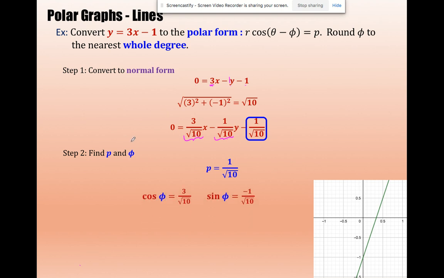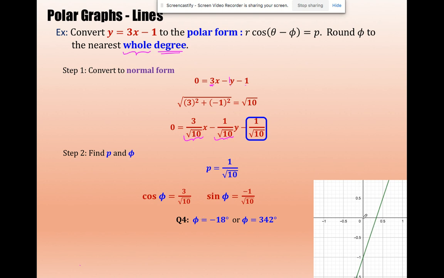And then you needed to remember that this is cosine of phi x minus sine of phi y. So cosine of phi must be 3 over root 10. Sine of phi must be negative, and that's important because if your cosine is positive and your sine is negative, what quadrant are you in? Quadrant 4. That's not a special angle, and so I just used my calculator, and notice they wanted me to be in degrees, and they wanted me to round to a whole. So that's what I did.